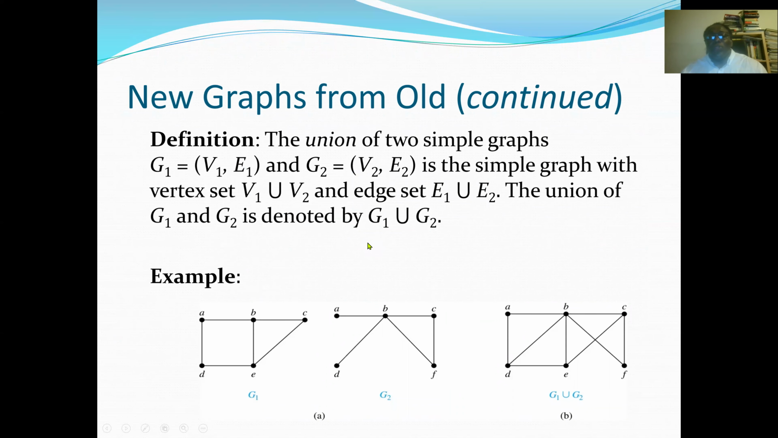We can also have a new graph from old graphs. The definition is about the union of two simple graphs, G1 and G2, which is the simple graph with vertex set V1 union V2 and edge set E1 union E2. We can see an example here. If you look at the vertices of G1, we have some set, and G2 also. We can join the two together, remove the duplicates, and we get the union of G1 and G2.